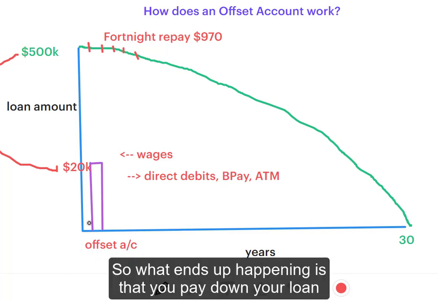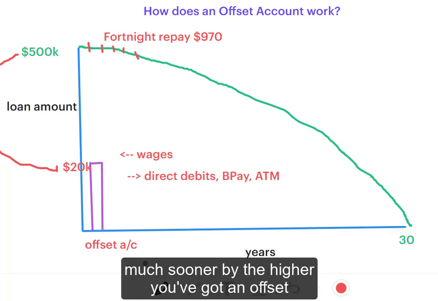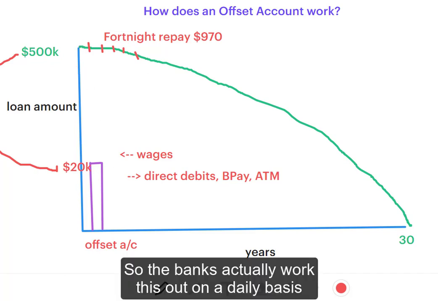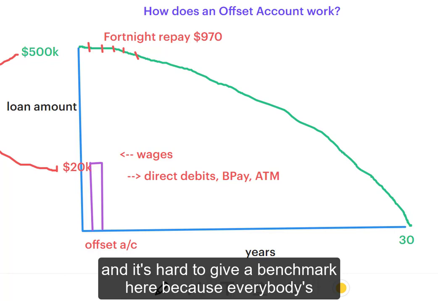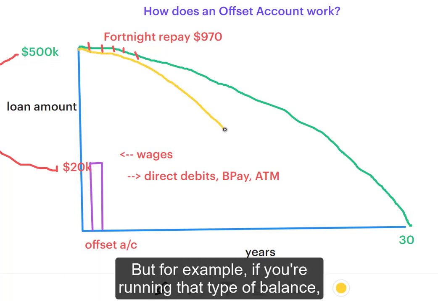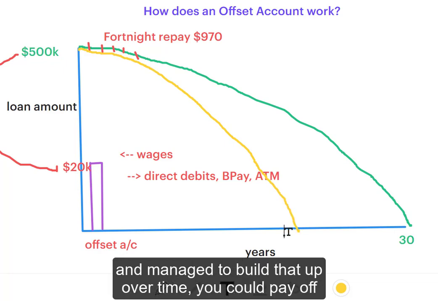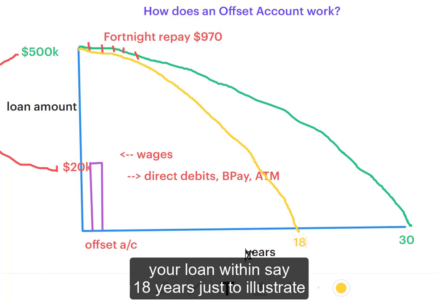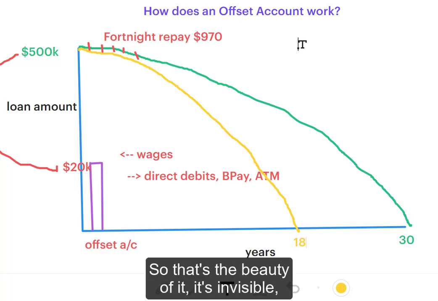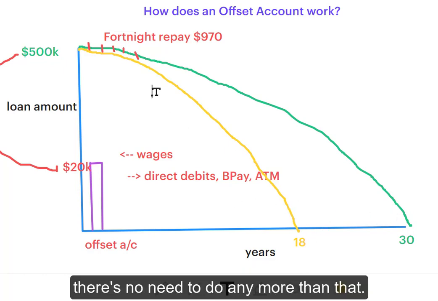So what ends up happening is that you pay down your loan much sooner the higher the balance you've got in that offset, and as I say, the banks work this out on a daily basis. It's hard to give a benchmark here because everybody's different in how much you've got in your account. But for example, if you're running that type of balance and you manage to build that up over time, you could pay off your loan within say 18 years, just to illustrate, and not the 30 years which is the standard. So that's the beauty of it, it's invisible, there's no need to do any more than that.